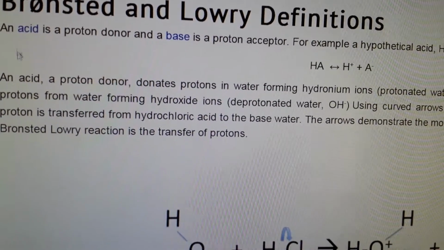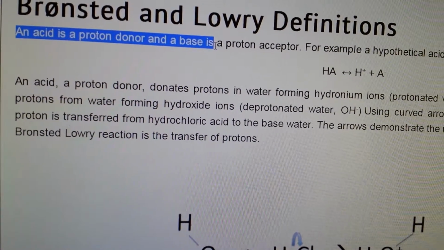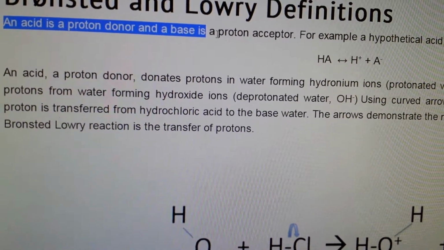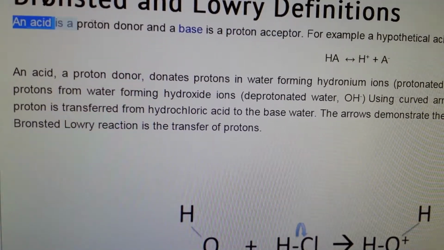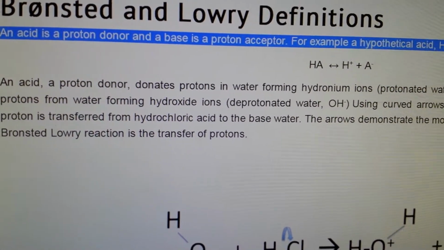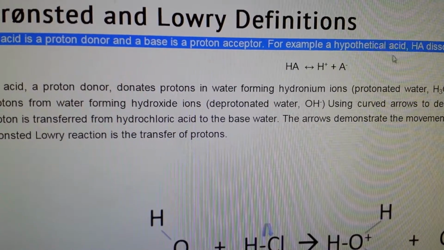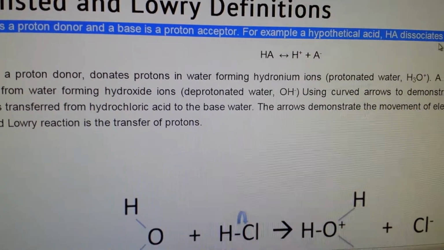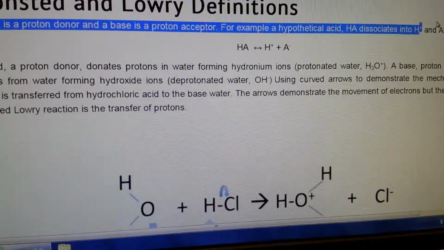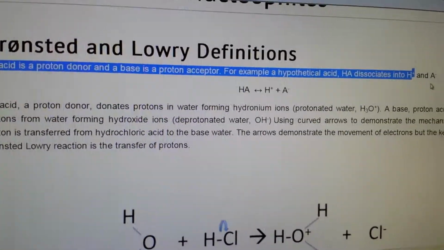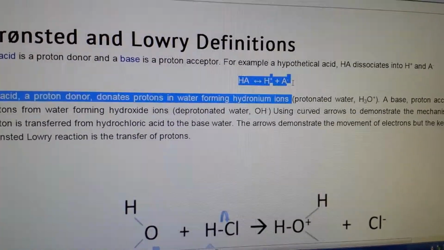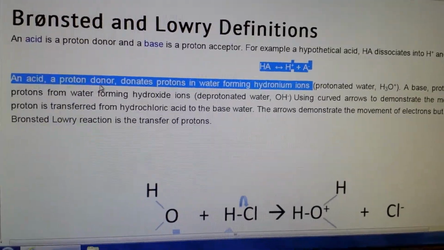Let's have a look. An acid is a proton donor, and a base is a proton acceptor. An acid is a proton donor, meaning it's a species that gives a proton. The base is a proton acceptor. For example, a hypothetical acid HA dissociates into H+ and A negative. As you can see here, this is A negative.